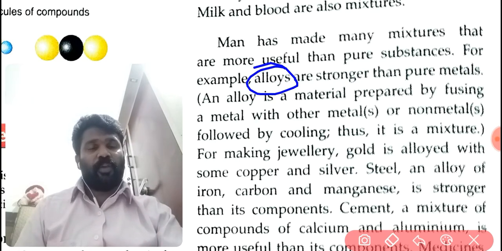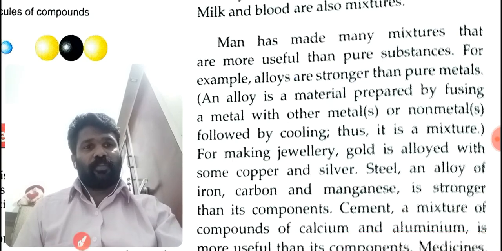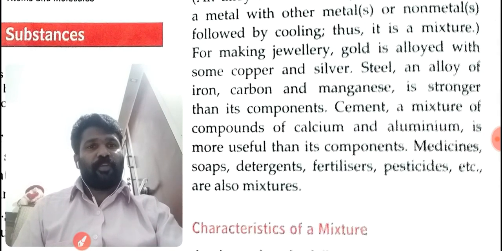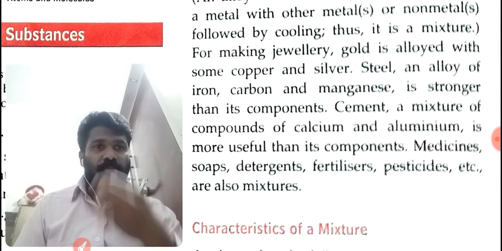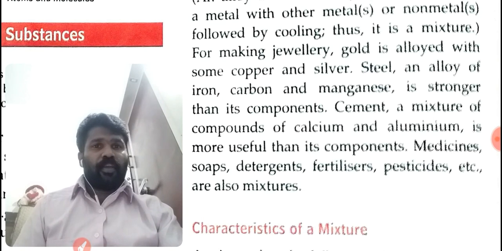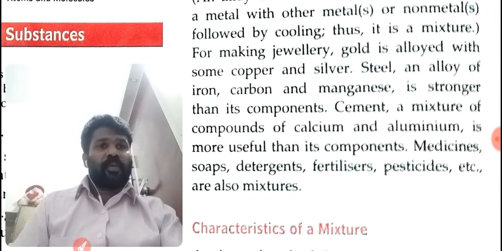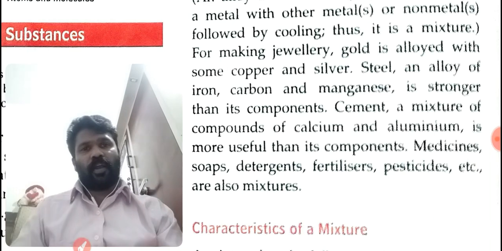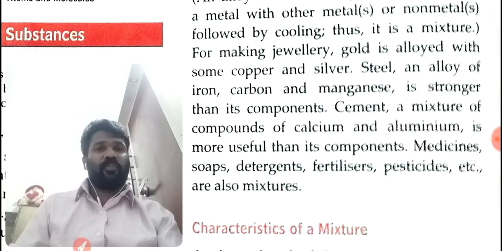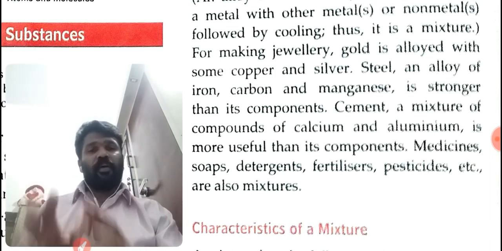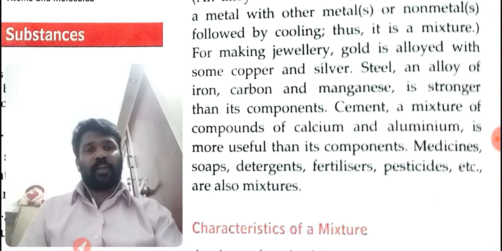Steel, an alloy of iron, carbon and manganese, is stronger than its components. Cement is also a mixture of compounds of calcium and aluminium. It is more useful than its components. Clear? Medicines, soaps, detergents, fertilizers, pesticides, etc. are also mixtures. All these kinds of substances which we use in our daily life come in the category of mixtures.